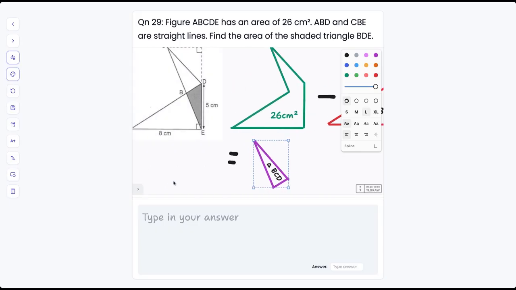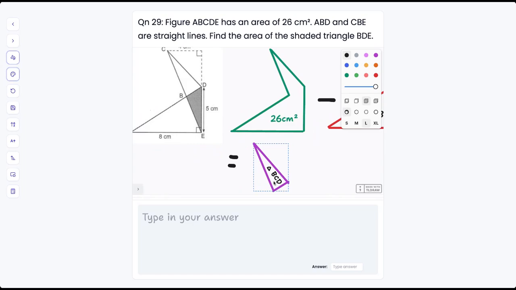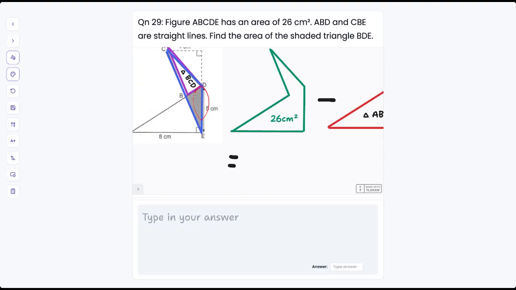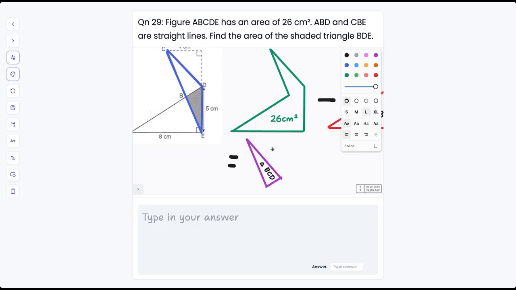So why do we need to get this triangle? Because if we get this other triangle, let me put it in blue, triangle CDE, and take its area minus BCD, which is this triangle, then we can get the shaded area as what we see over here.